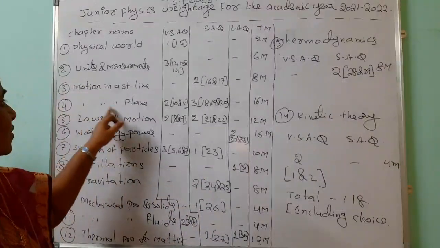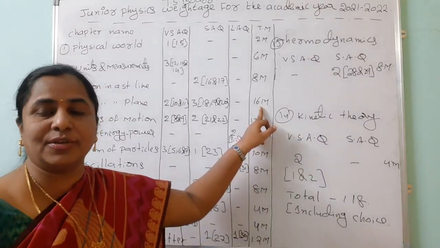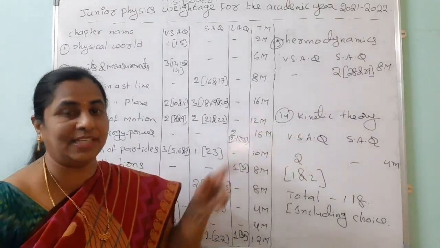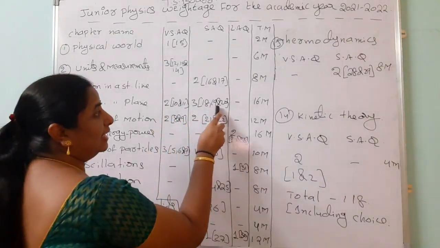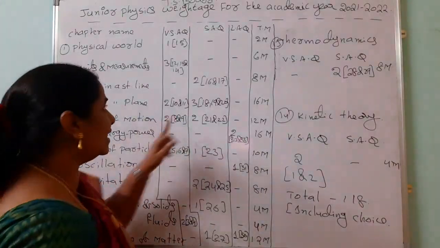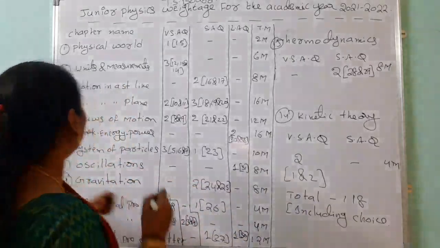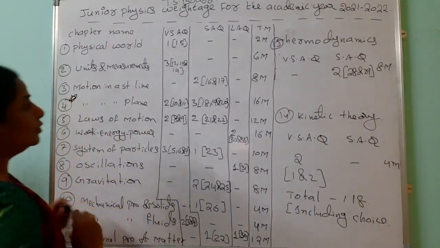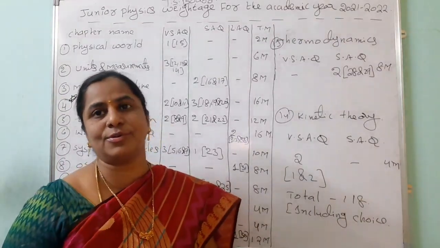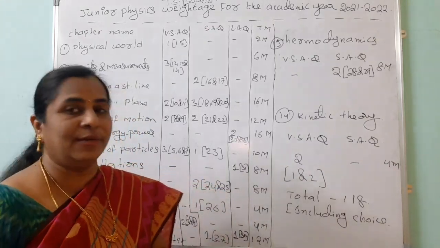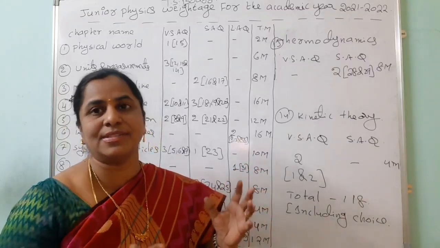Then our next chapter is motion in a plane. Look here, it is the biggest weightage. How many marks are there in total? 16 marks weightage is there. See, VSAQs are 2, question numbers 10 and 11, and SAQs are 18, 19, 20. So total 3 SAQs and 2 VSAQs, and the total weightage of this chapter is 16 marks. So don't leave the motion in a plane chapter. If you know this chapter, you can write 2 very short answer questions and 3 SAQs. Very important point, note it down here. Don't leave the motion in a plane chapter, either VSAQs or SAQs.